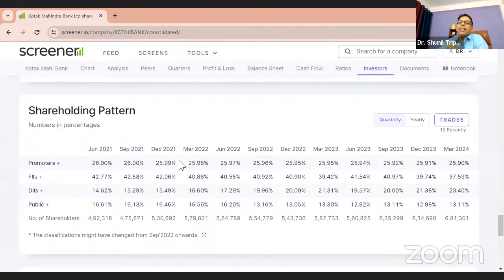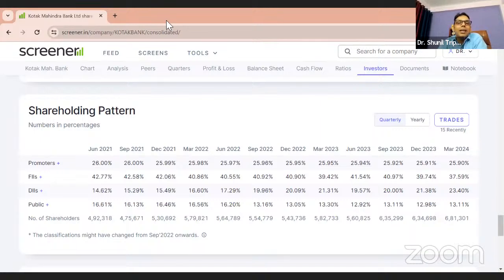So it looks bad. You were told that if promoter holding is less, it is bad. But you have to remember, the maximum here is 26, and they have kept 25.99 or 25.94. So they have tried to keep the maximum. They are at the maximum cap because they cannot have 27 or 28 or 29. So even at 25.99 or 25.94, it is a good promoter holding. You can say that promoter holding in this bank is good. Why good? Because they are at the maximum. 26 is the maximum. They cannot go beyond that.